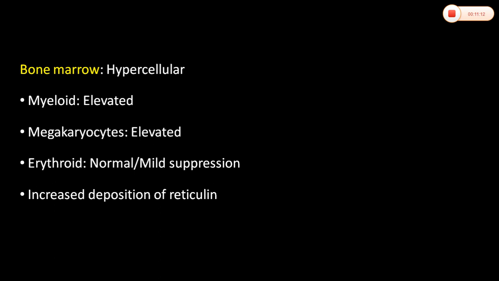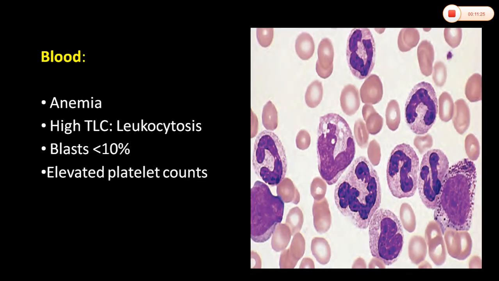Apart from this, there will be increased deposition of reticulin. Remember this point, there will be increased deposition of reticulin. Whatever happens in the bone marrow will be reflected in the peripheral smear. So in the peripheral smear, what will happen to the RBCs? There is mild suppression, so the patient will have anemia. And what is happening to the myeloid series? They are increasing in the bone marrow, so the same cells will spill into the peripheral smear. So there will be a high total leukocyte count, which we call leukocytosis.